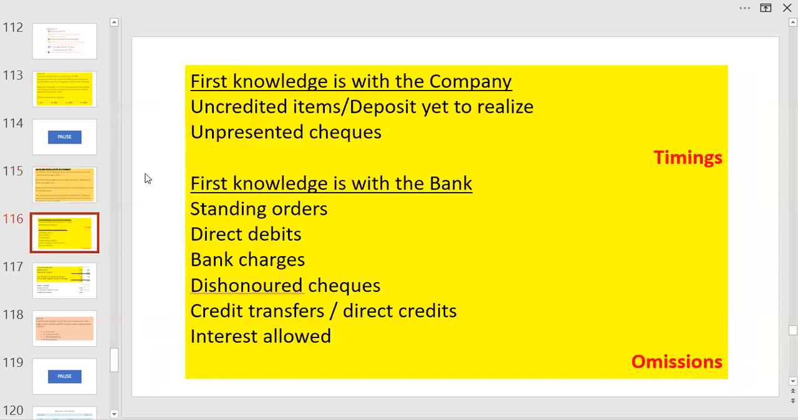Now we go back to the question. As we already explained, the company knows certain things first, but the bank doesn't know. It will take longer for them to know. Similarly, there are certain entries which the bank knows first, but the company will come to know only when they check the bank statement, or if the bank notifies them. These include standing orders, direct debits and bank charges. At this stage, we are not going to go into the detail of this. Now we will go back to our question.